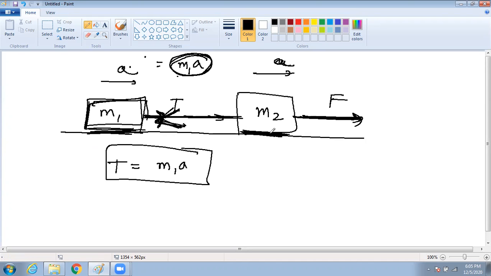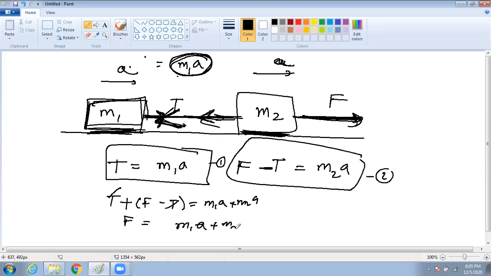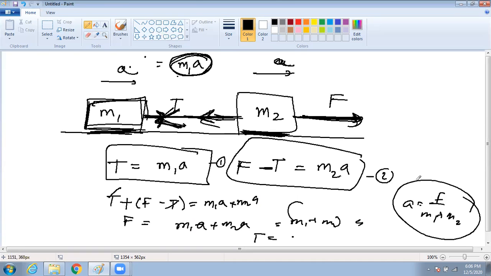But what about the second mass? See, there is a force here and your tension is on this side. So F minus this T, which tension? Opposite side, is equal to M2A. Correct or not? Yes, sir. So there are two equations, 1 and 2. Add them. When you add, T plus F minus T is equal to M1A plus M2A. T goes. So F becomes M1A plus M2A, that is M1 plus M2 into A. So A is F divided by M1 plus M2.